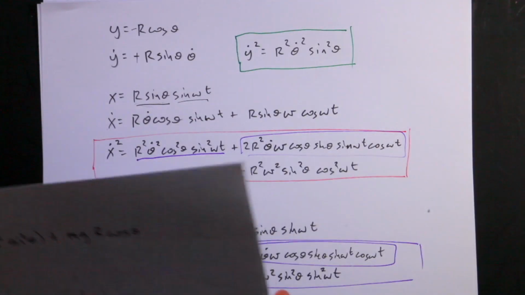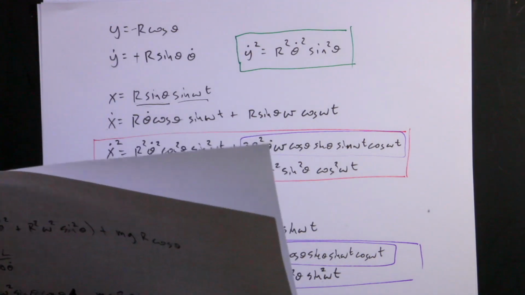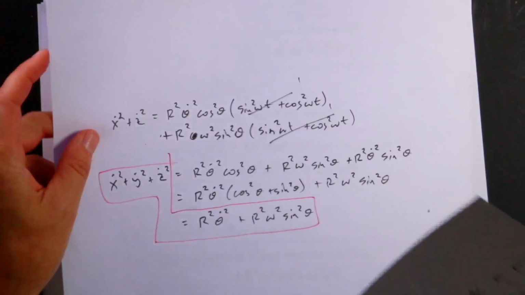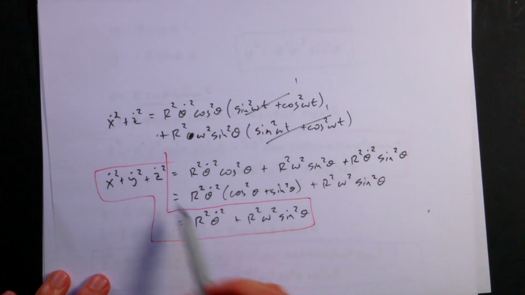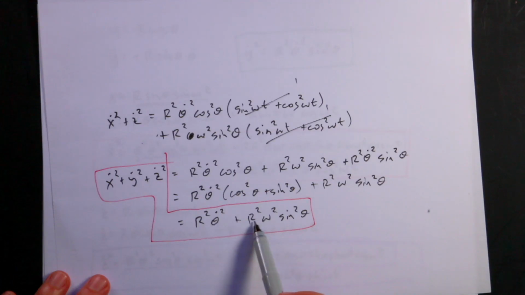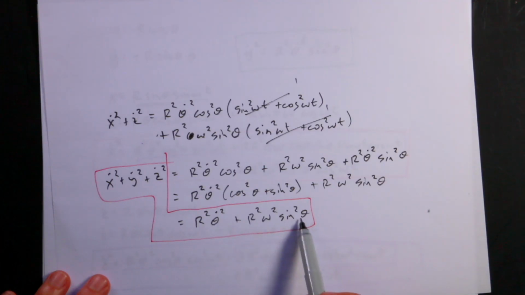which I'm going to link the video to this down below. There. So I get all of this x squared plus y squared plus z squared is going to be this right here. R squared theta dot squared plus r squared omega squared sine squared theta.